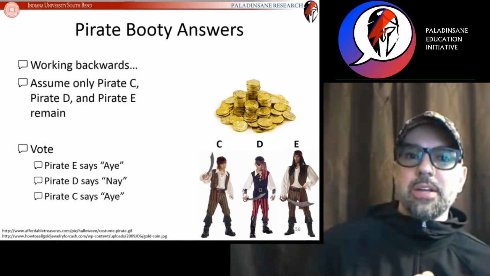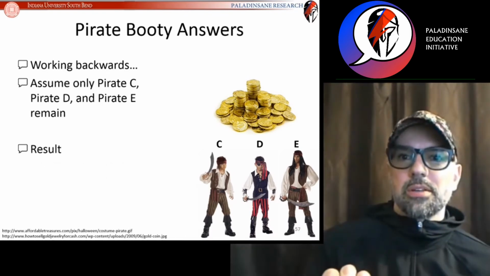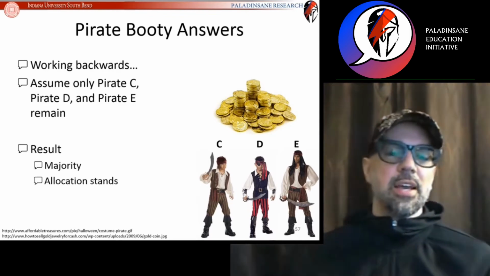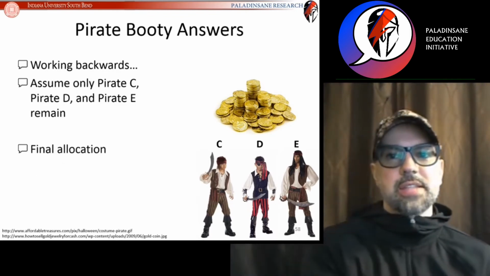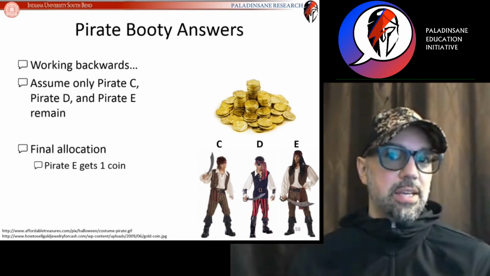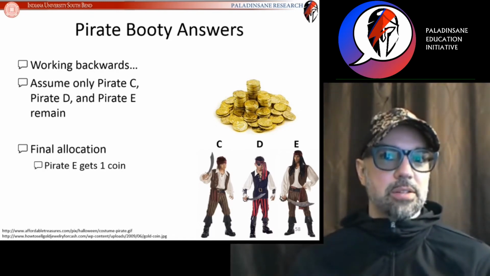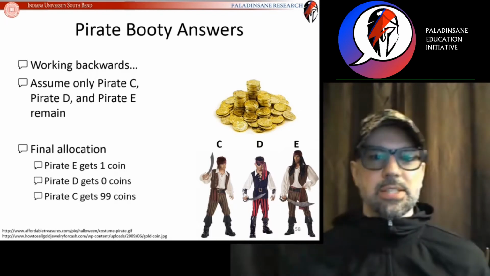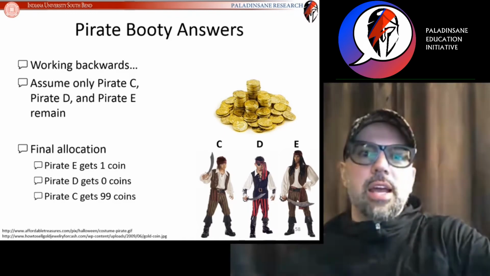So look what we have here. We have the final result of a majority. It's a majority approval. The allocation stands. And your final allocation is that Pirate E is going to get 1 coin, so better than he did when he went down to the 2 pirate final situation. Pirate D gets 0 coins, and Pirate C ends up with 99 coins.